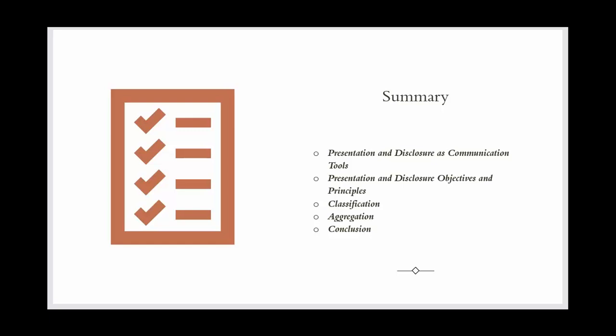Conclusion. By understanding the principles and objectives of presentation and disclosure and the methods of classification and aggregation, we can prepare financial statements that effectively communicate an entity's financial situation. This chapter equips us with the knowledge to present financial information in a way that is both useful and comprehensible to stakeholders.